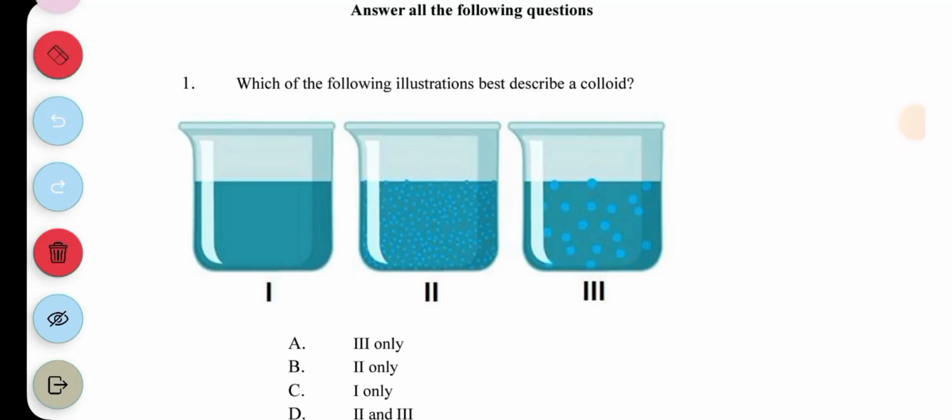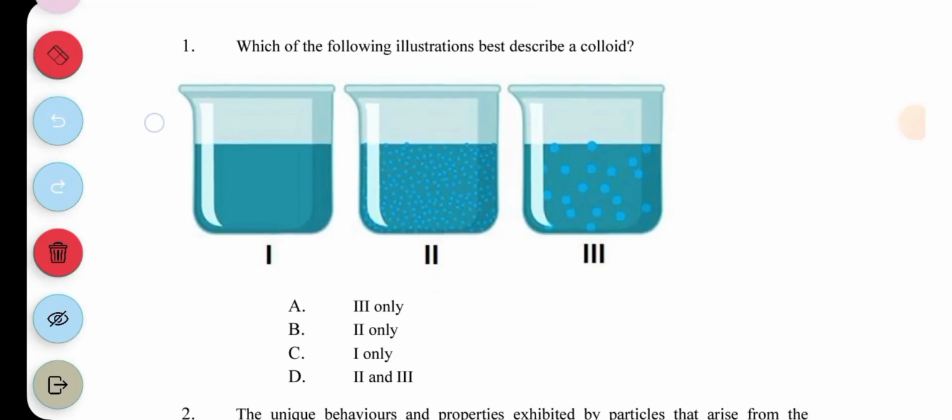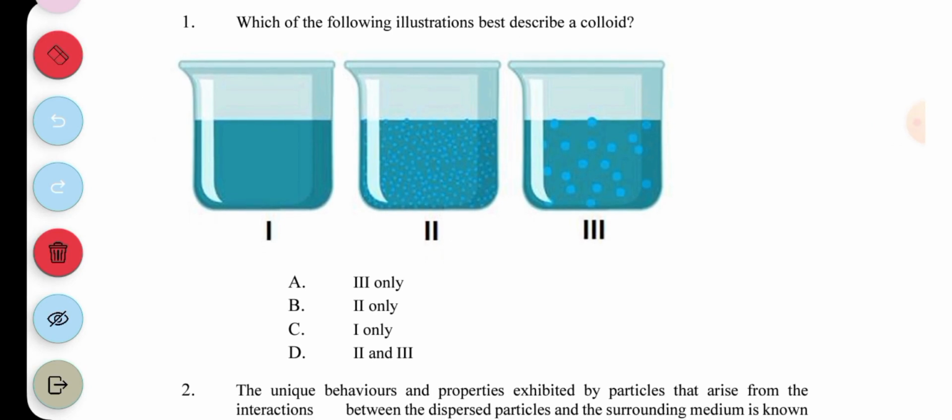So which of the following illustrations best describes a colloid? So you have I, which is a liquid, II with tiny bits of particles in it, and then III with bigger particles in it. So we have the options here. Now, the one which is a colloid is II. So the answer is B.